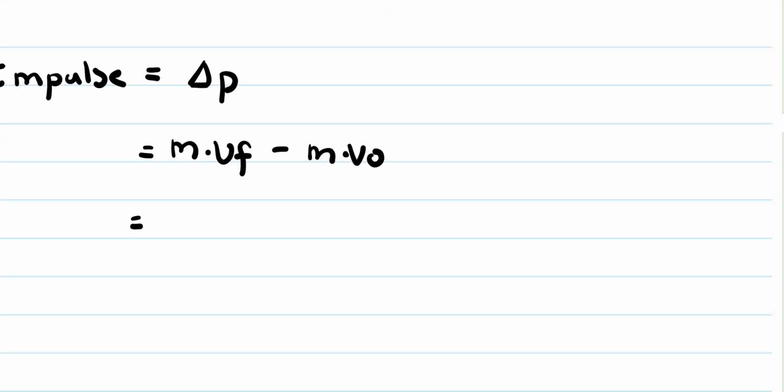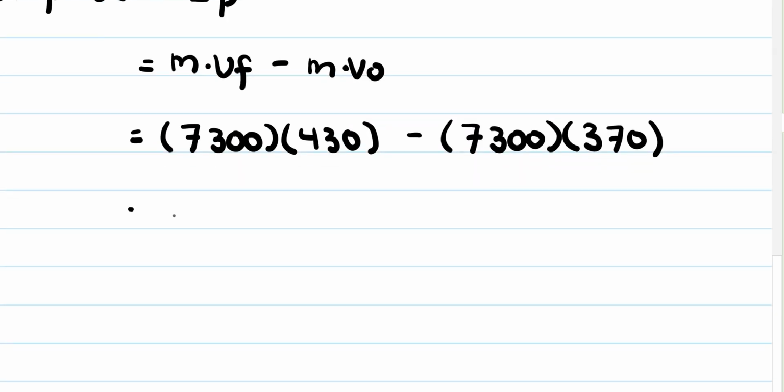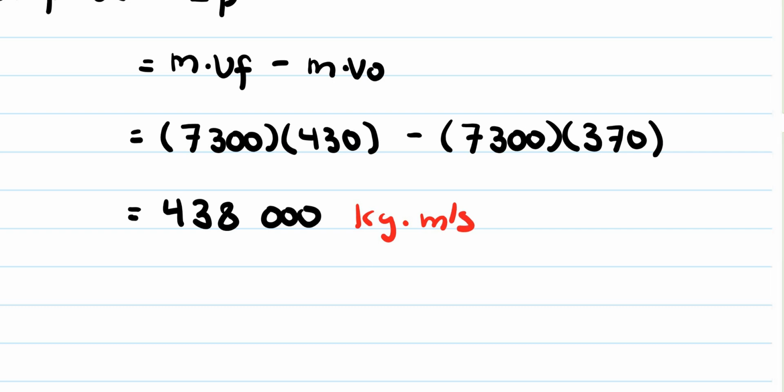Okay, so let's plug those numbers in. The mass of the space vehicle is 7,300, and the final speed was 430 meters per second. And then we subtract the initial momentum, which is 7,300 times the original speed, which is 370. Once we calculate that, we get 438,000. The units for impulse are basically those of momentum, which is kilograms times meters per second, but we can also use units of newtons times seconds here.